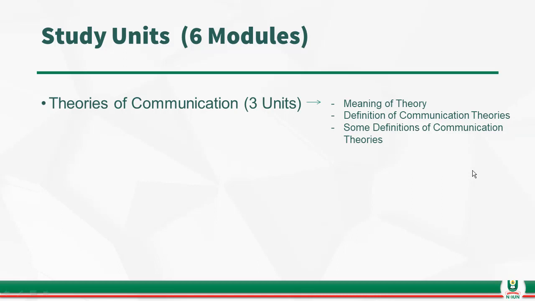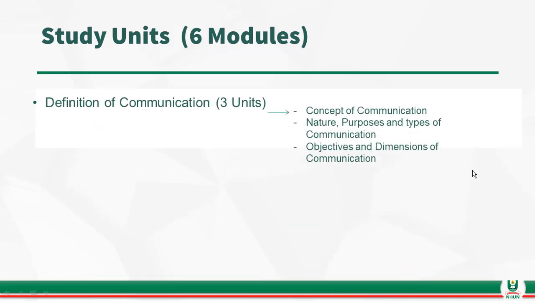That is where we're going to learn about many theories of communication, definition of communication theories, some definition of communication theories. So the second one is definition of communication. This also has 3 units, and under this we're going to learn concept of communication, nature, purposes and type of communication, and also objective and dimension of communication. This definition of communication is one module that has 3 units.